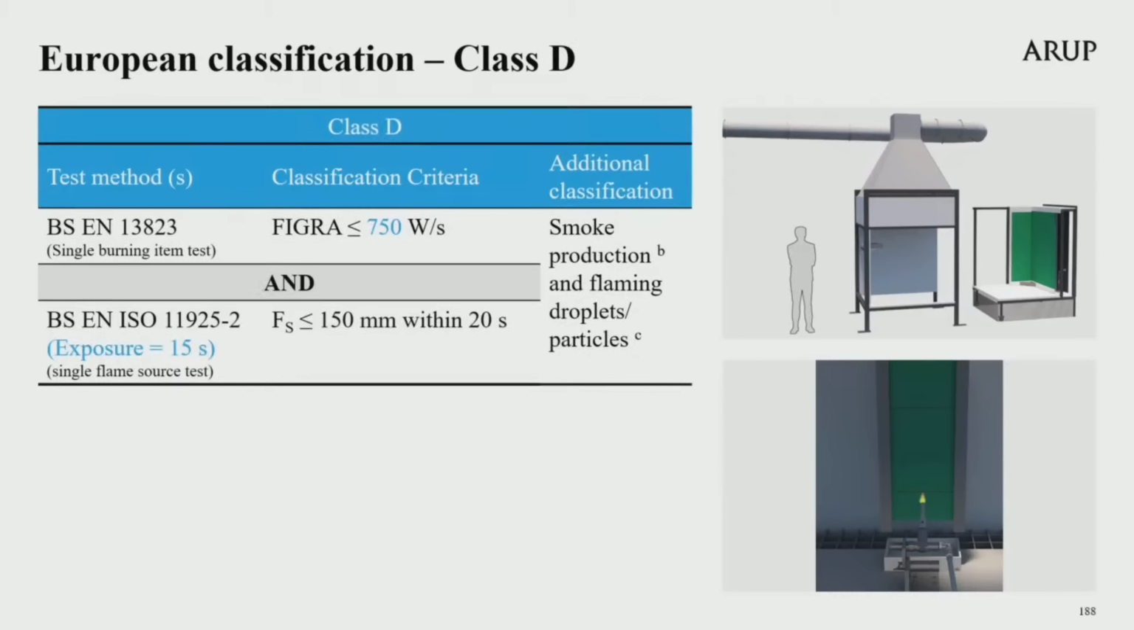For Class D, the fire index growth rate, FIGRA, increases to 750 watts per second. Note that the lateral flame spread and total heat release are no longer criteria in the classification standard. There is no change in criteria from the single flame source test.